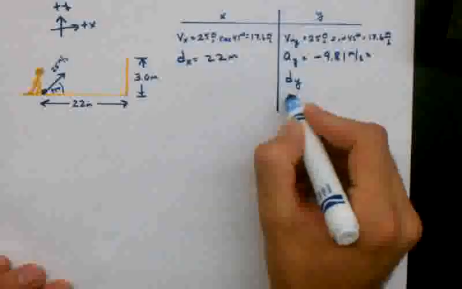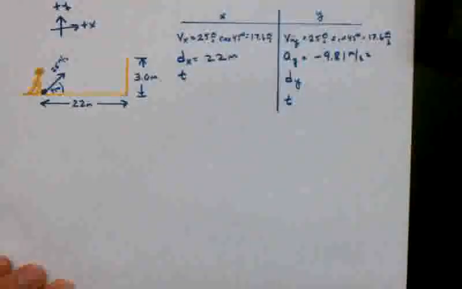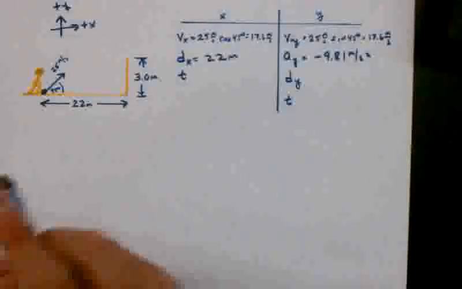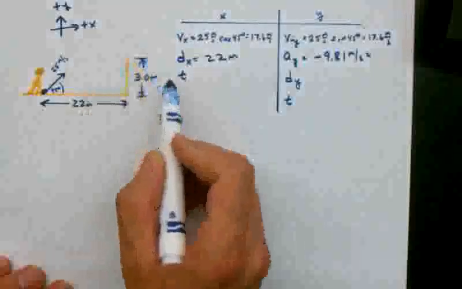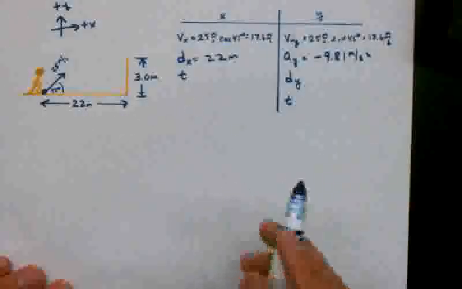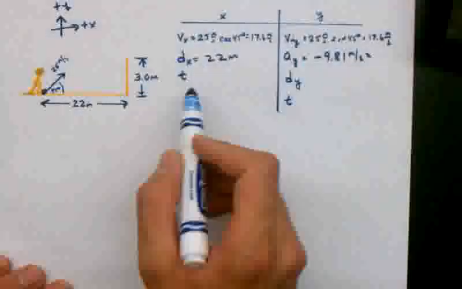I would like to find time. And sometimes we say Vf in the y direction is 0. But we know that that occurs at the top of its path. And we have no way of guaranteeing that the ball will be at the top of its path when it passes the fence. It may still be going up. It may be on its way down. We don't know. So this is all the given information I know. So to solve for time, I'm going to use the x information.